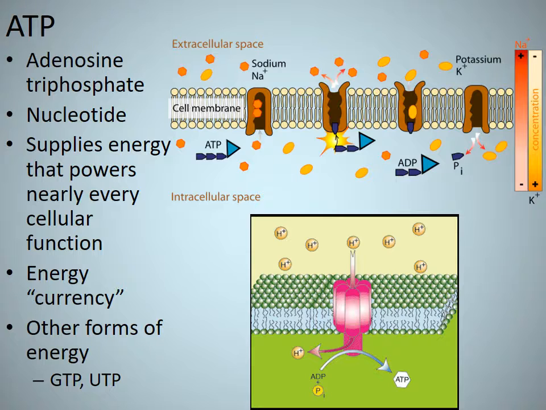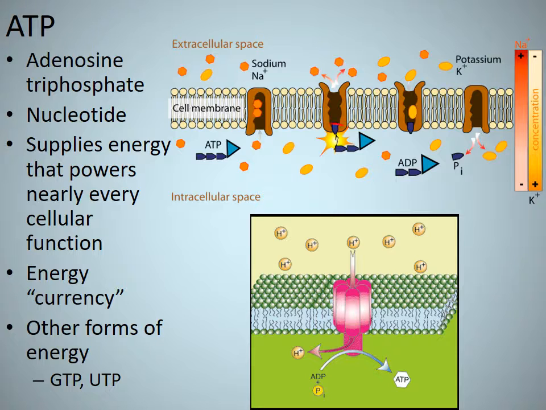ATP, again, very important, because the amount of energy found in ATP is enough to drive chemical reactions in a cell. And what does that mean? Well, taking a look at the picture here, the sodium-potassium pump. This is an example of active transport, pushing molecules across the membrane against the concentration gradient. How can it do that? It requires energy. Well, that energy comes from ATP.